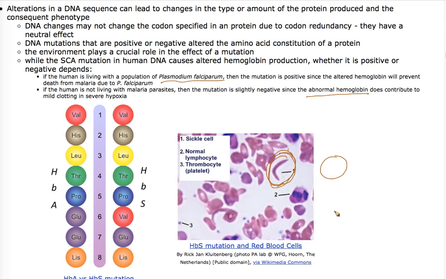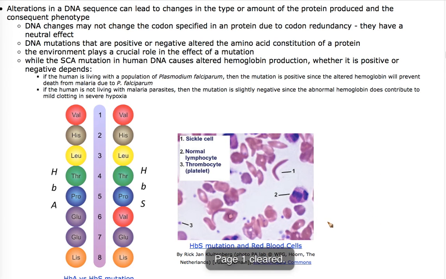But if your genotype is hemoglobin A, hemoglobin S, in other words, if one of your genes is the normal A type and the other gene is the S type, well, now you actually have almost no chance of the blood clotting problem, but you're immune to malaria. But this genotype is still at least slightly negative if you don't live with Plasmodium falciparum. If you do live with Plasmodium falciparum, this genotype has a positive influence on your fitness.